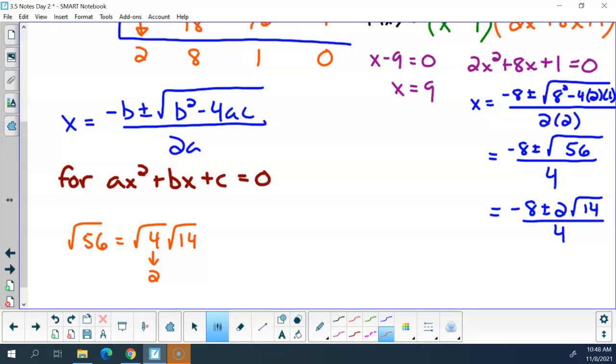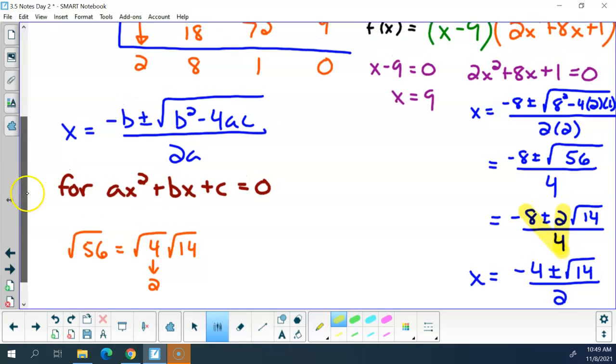So my simplified answer would be -4 plus or minus the square root of 14 all over 2. What did I do there? I divided everything by 2. Because those 2 can be divided by 2, and those 2 can be divided by 2. So I simplified to get that.